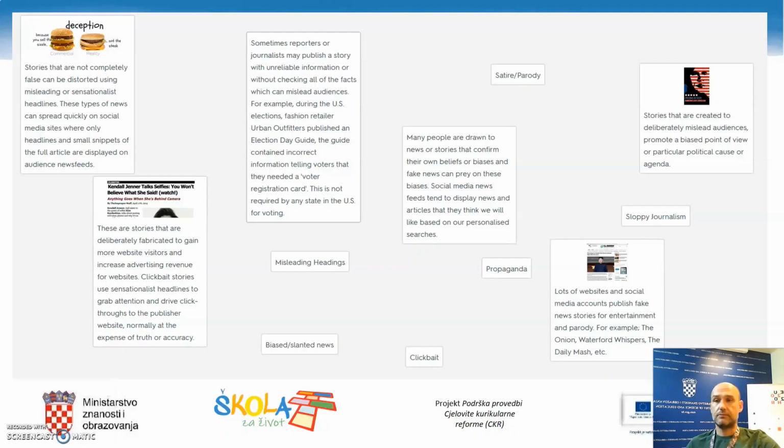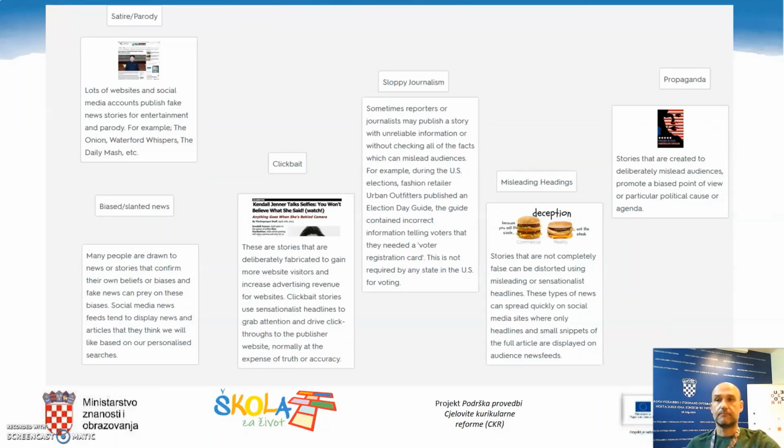Here are the definitions. So, are there stories that are not completely false? Sometimes reporters or journalists may publish a story with unreliable information. These are stories that are deliberately fabricated. Many people are drawn to news or stories that confirm their own beliefs. Stories that are created to deliberately mislead audiences, and lots of websites and social media accounts publish fake news. So let's look at the solutions.